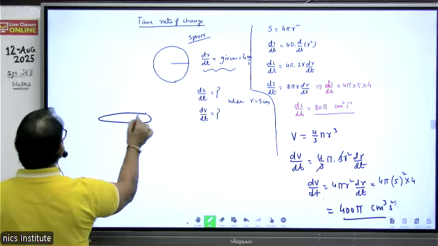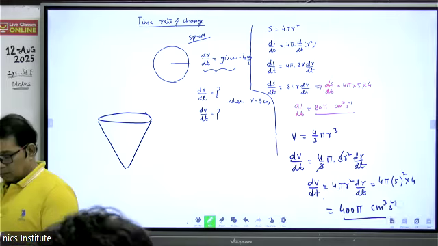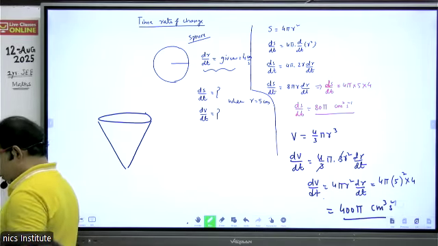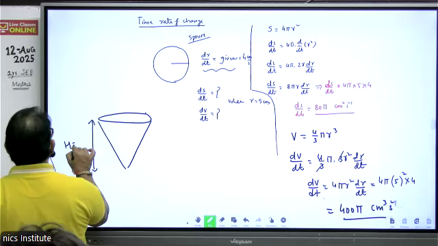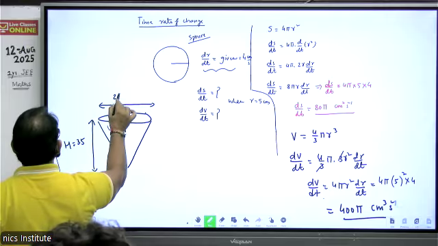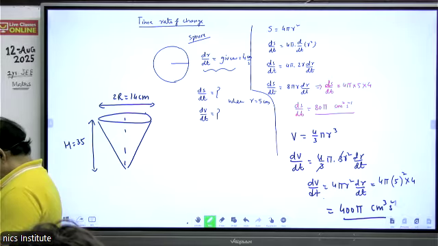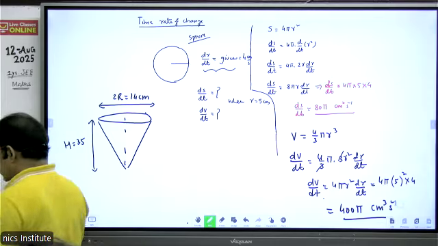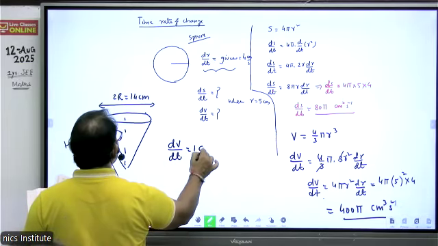So the vessel is something like this in the shape of a cone, and the vertex is in the downward direction. Of height 35 centimeter and diameter 14 centimeter. So let the quantities be in centimeter only. So I'll repeat, water is being filled at the rate of 1 centimeter cube per second. That means you've been given dV by dt, which is 1 centimeter cube per second.